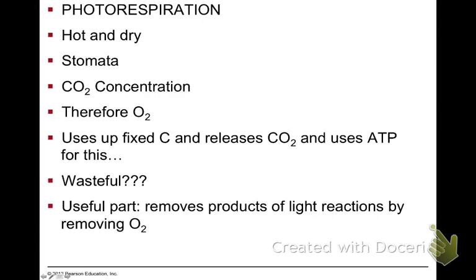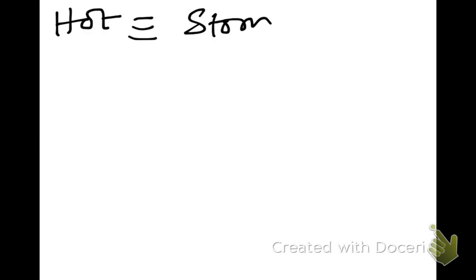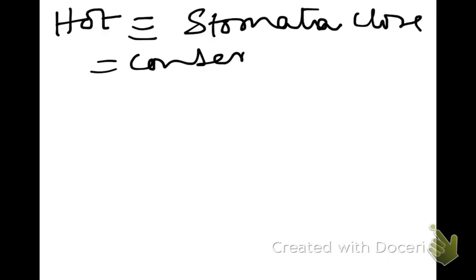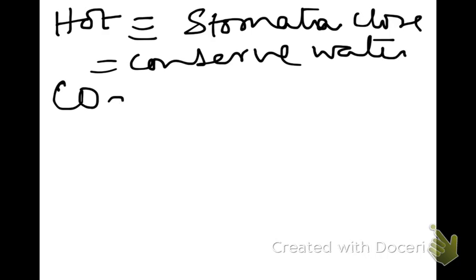Now, think about it like this. On a hot, dry day, what will happen? It is hot, so what would you do? The stomata will close. Why? It wants to conserve water. Now, if it conserves water, what happens? Yes, water is conserved. I do not lose the water to the outside. But the stomata is closed, so I have no carbon dioxide coming in. So I don't have enough carbon dioxide.